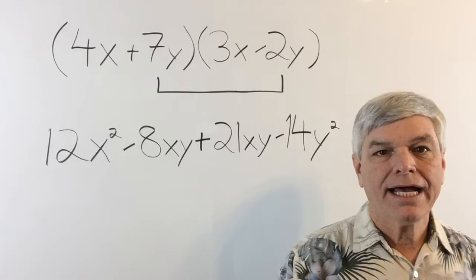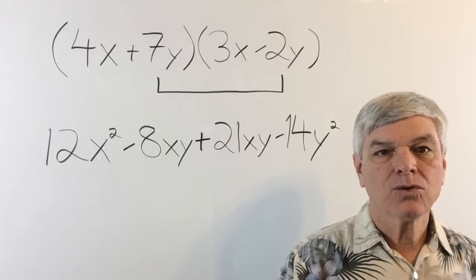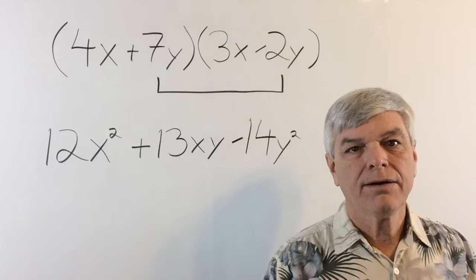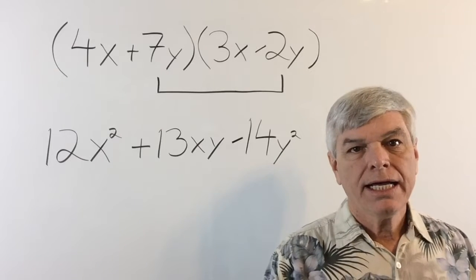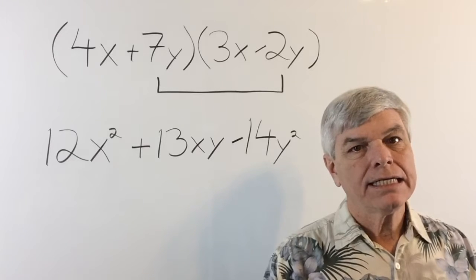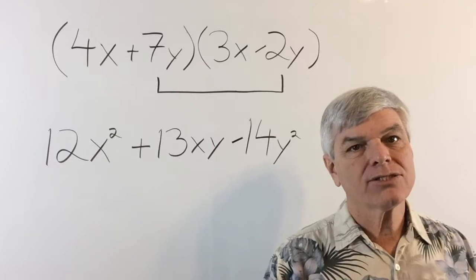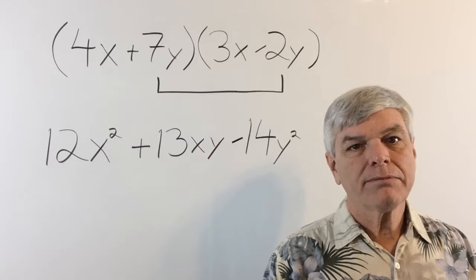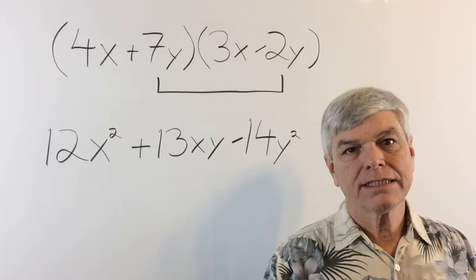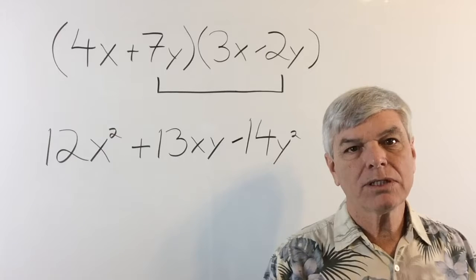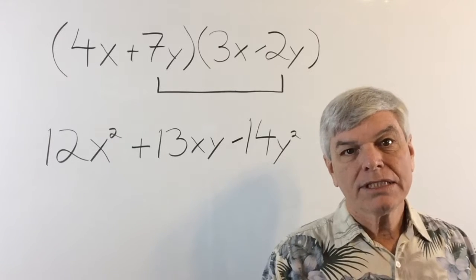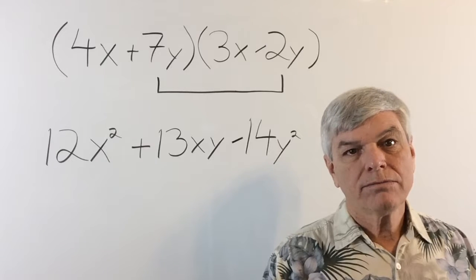Negative 8xy plus 21xy, 13xy, positive 13xy, and that is our answer. Now, I hope you saw as we were doing this that there's a real methodology to all of this. As far as the exponents go down, the variables need to be in alphabetical order.